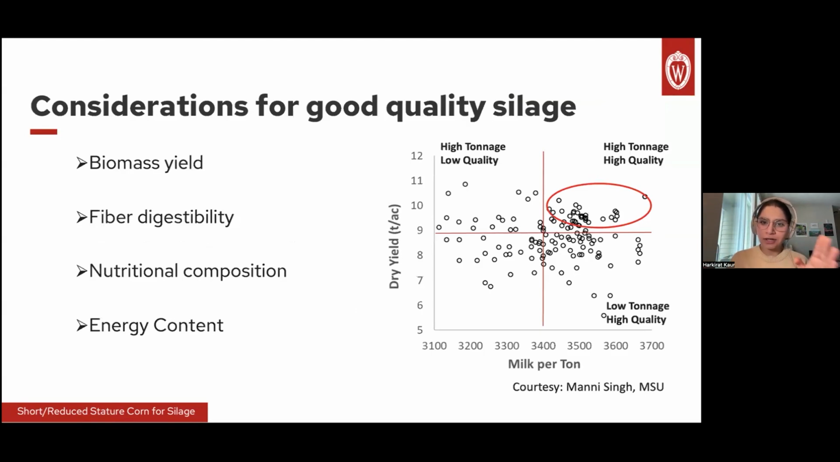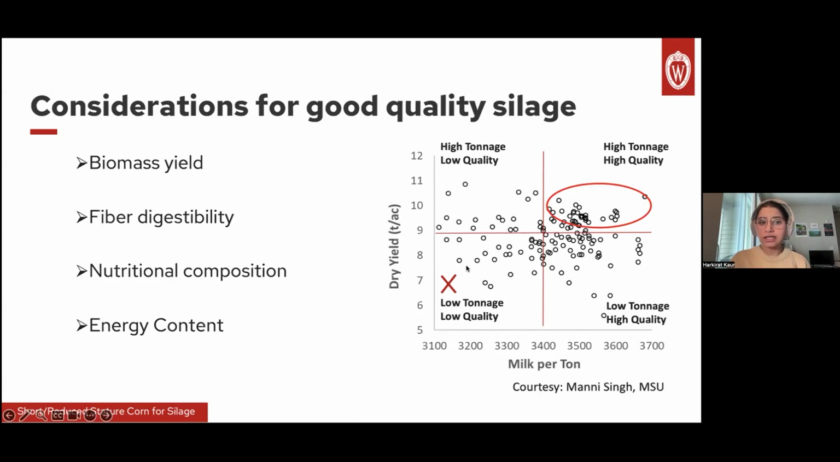If our hybrids are lying somewhere around high tonnage, low quality regions, or low tonnage, high quality regions, those can be compromised. Those are the compromises that can be made suiting to one's needs if need be. However, where we definitely don't want our silage is this part.